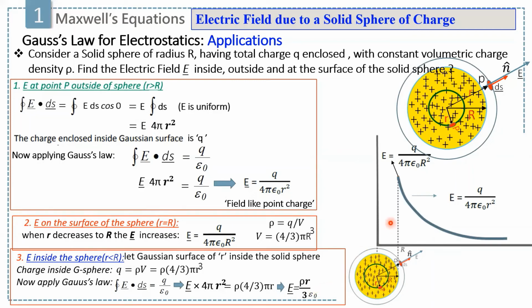So if we see this in a plot, we have a straight line. Exactly at the center of the sphere, you have a zero electric field. Once you move away from the center up to the surface, it increases, and once you reach the surface, the electric field is maximum. And when you move away from the surface, the electric field decreases.